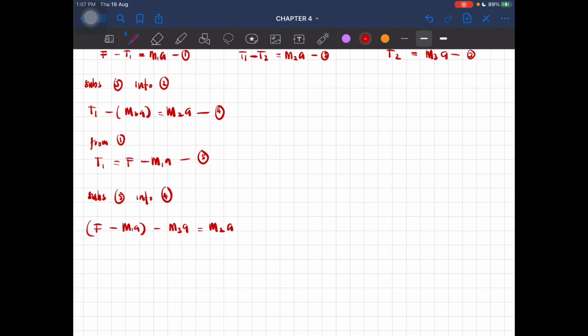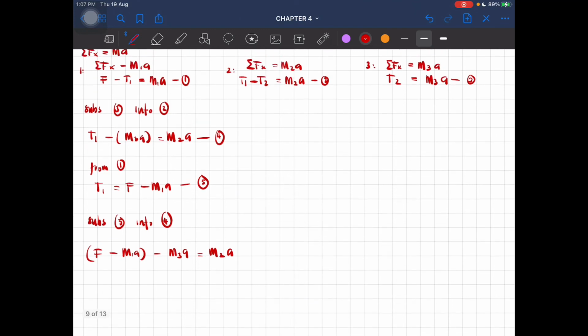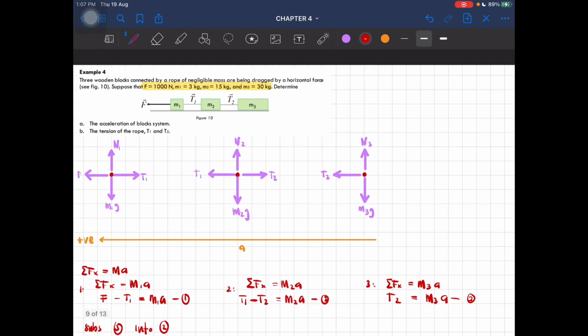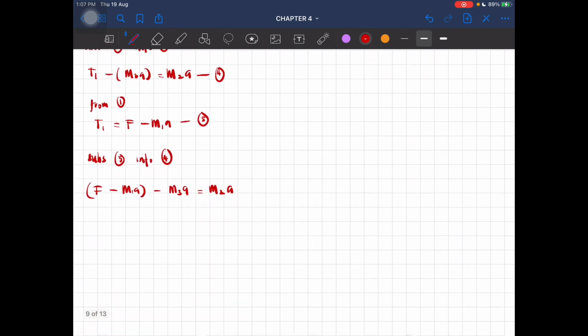Okay, now we are looking for the acceleration. The force is given. So M1, M2, M3 are also given. Then we can find the acceleration to be equal to 20.8 meters per second squared. Okay, so that is the final answer for the acceleration of the system.